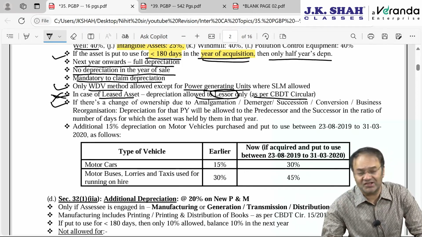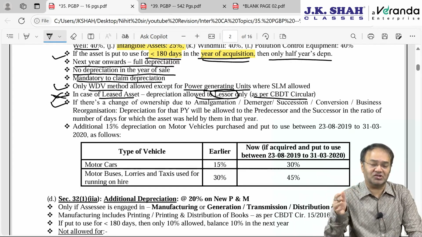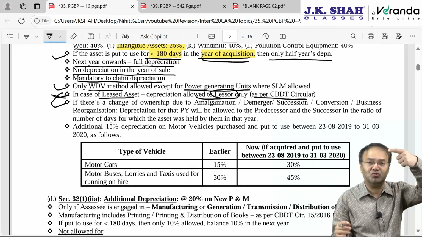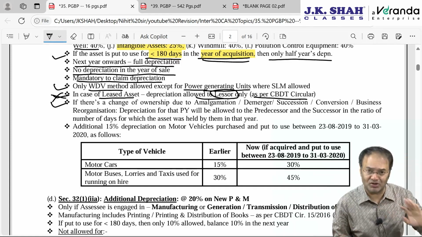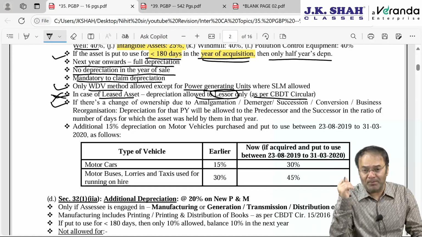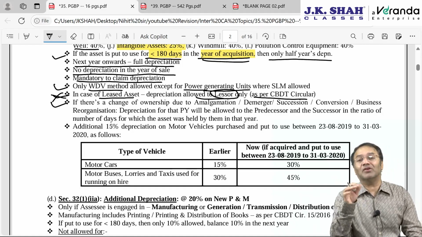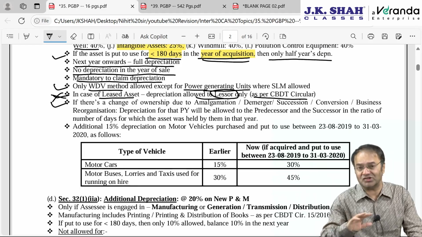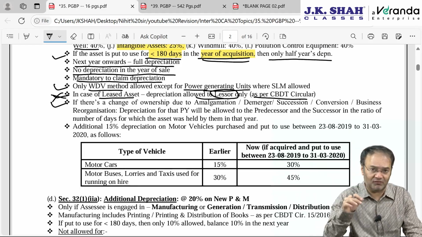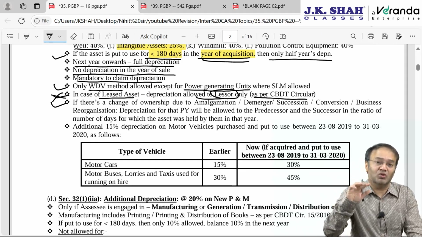Then under the 6th and 7th provisos to section 32(1), if there is a change of ownership because of amalgamation, succession, demerger, etc., one person was owning the asset, now a second person comes into the picture. Till last year, depreciation would have been claimed by the predecessor. Next year onwards, depreciation will be claimed by the successor. But for the year of amalgamation, succession or business reorganization, for the current year, will depreciation be allowed to the successor?